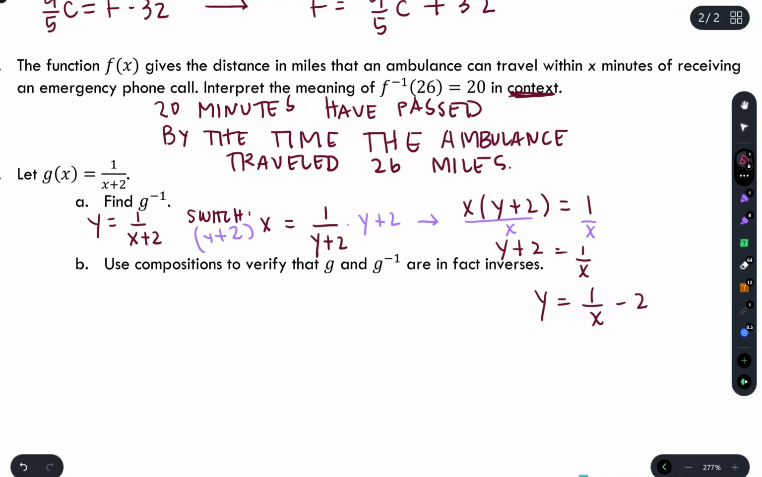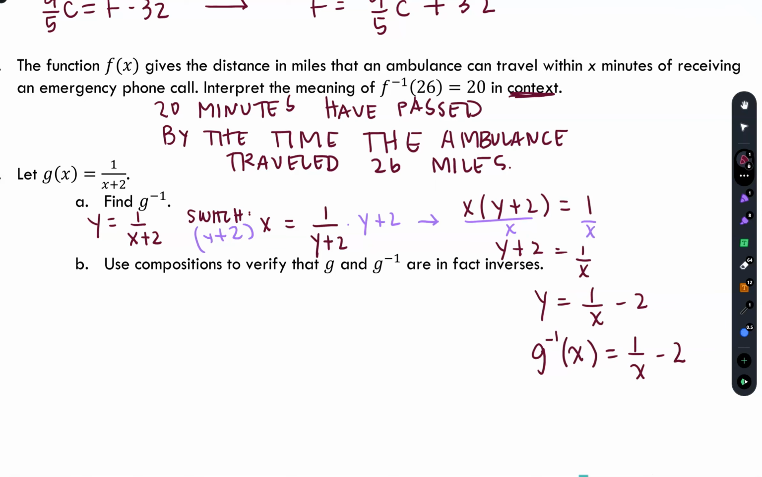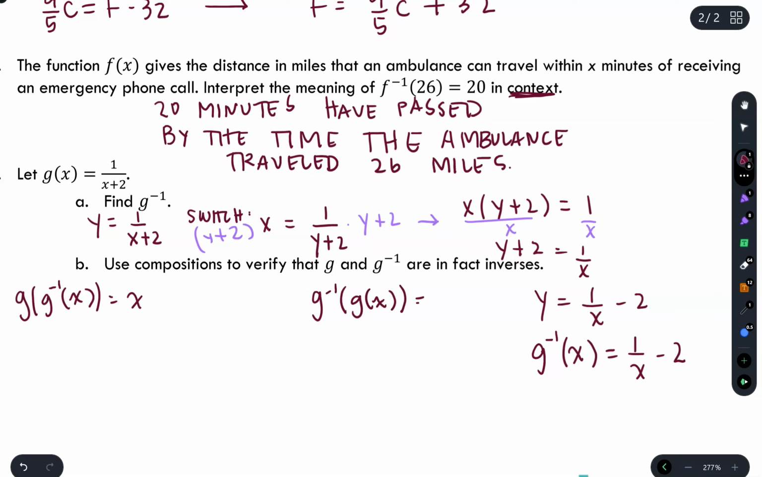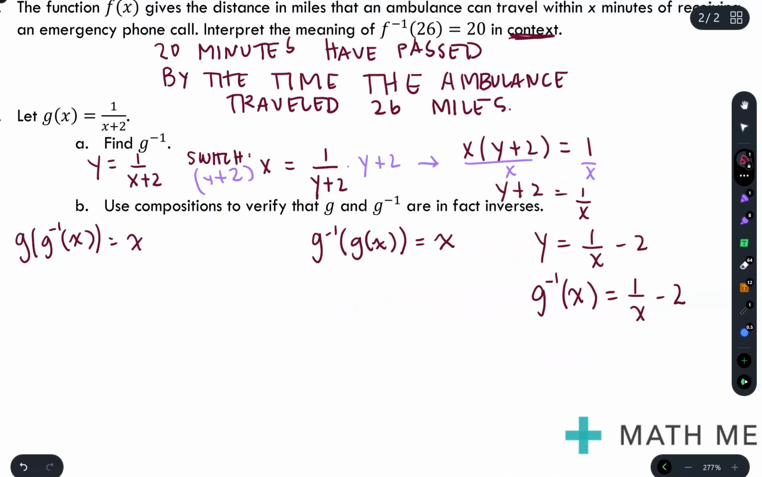So how am I going to label this now? g inverse of x, yes? So now how do I use my compositions to verify that they are inverses of each other? Okay. So I'm going to take g of my inverse, and I also have to show that g inverse of g of x. Both of those two things have to just give me my variable x. Yes? Okay.